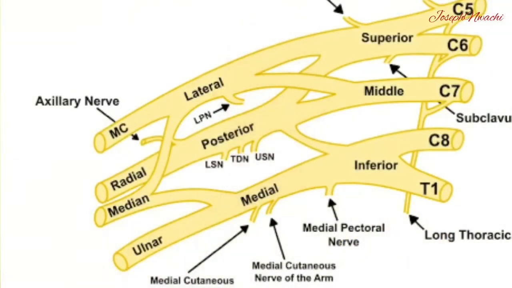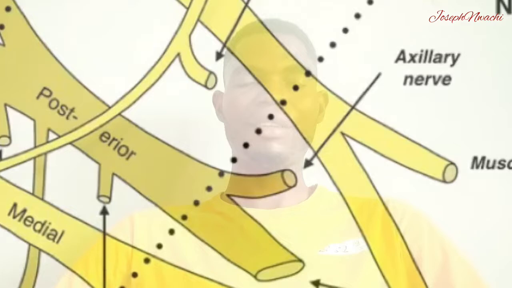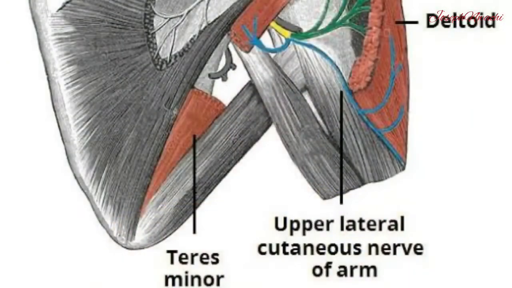Like I said in the beginning, the axillary nerve is a major peripheral nerve of the brachial plexus. It branches out directly from the posterior cord. It has its nerve root as C5 and C6. It gives its motor innervation to the teres minor muscle and the deltoid muscle. So let's talk about the anatomical course.